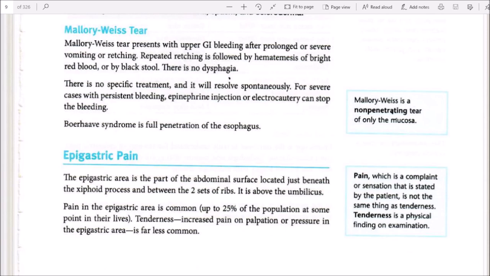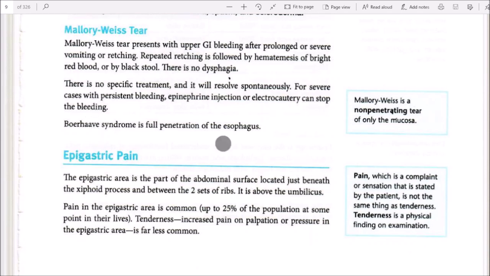Mallory-Weiss tear. Mallory-Weiss tear presents with upper GI bleeding after prolonged or severe vomiting or retching, where retching is followed by hematemesis of bright red blood or by black stool. There is no dysphagia. There is no specific treatment and it will resolve spontaneously. For severe cases with persistent bleeding, either epinephrine injection or liquid cautery can stop the bleeding.